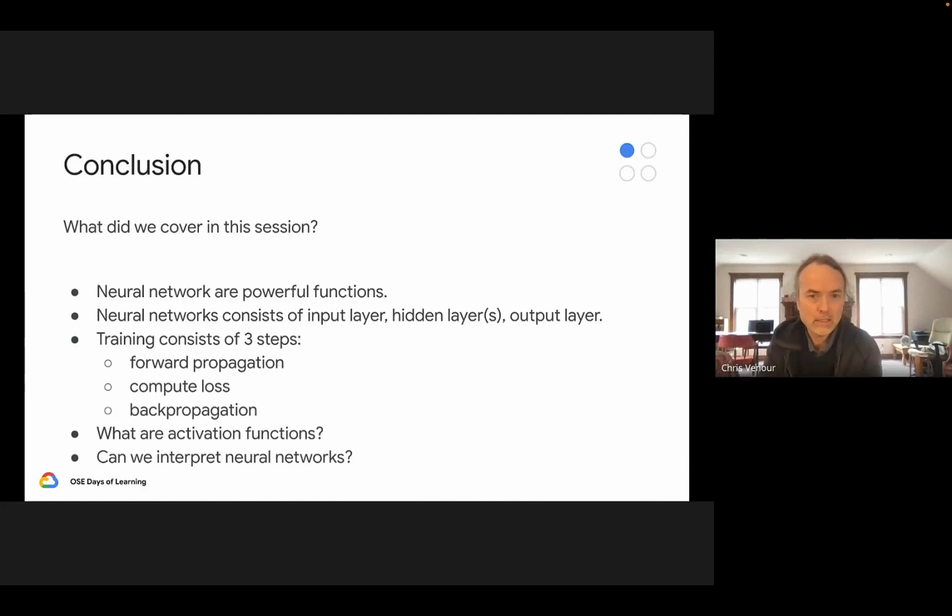And finally, I briefly talked about how we can interpret neural networks. It's a really challenging thing to do right now because the features learned by the network may not always be human interpretable. And that should be it. I'm wondering if people have questions.